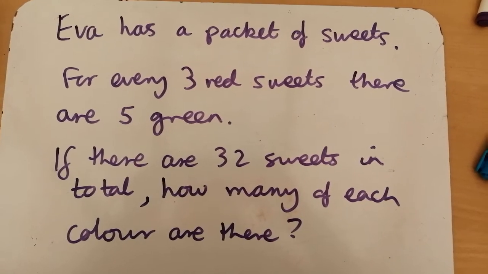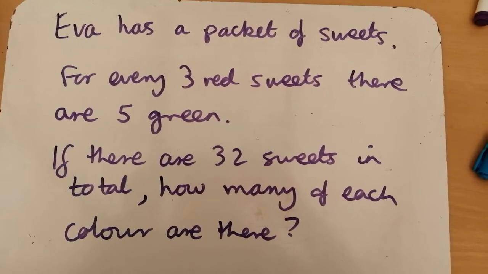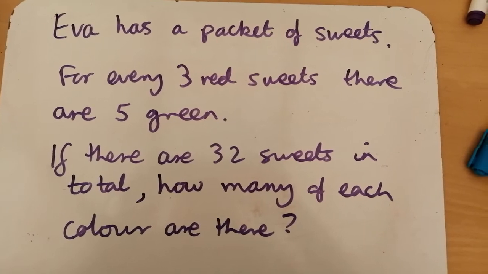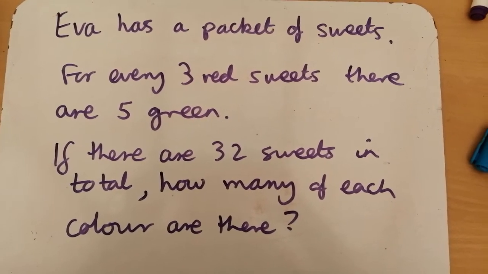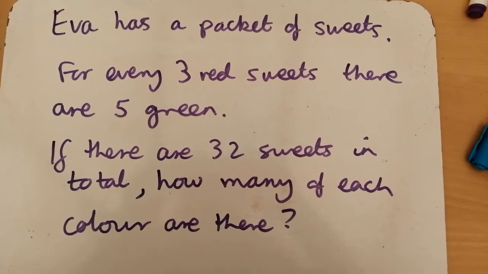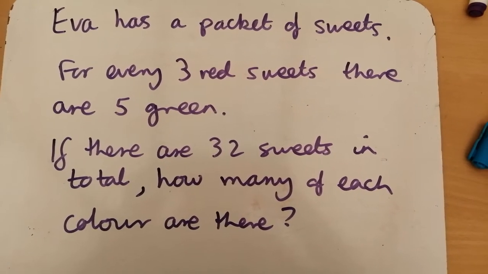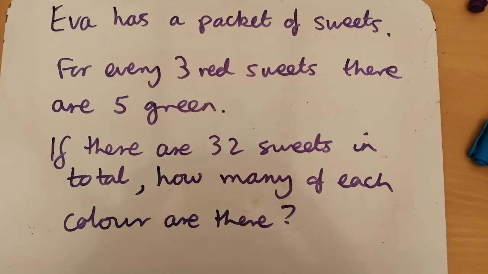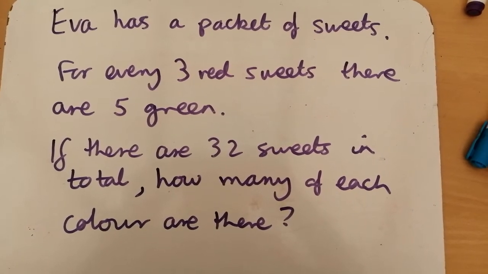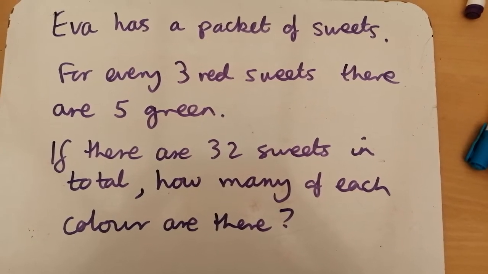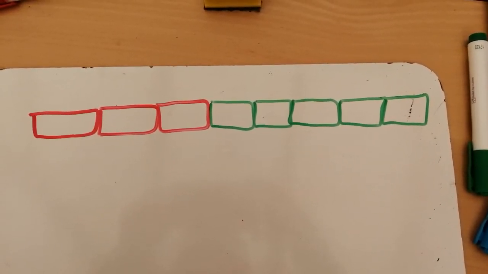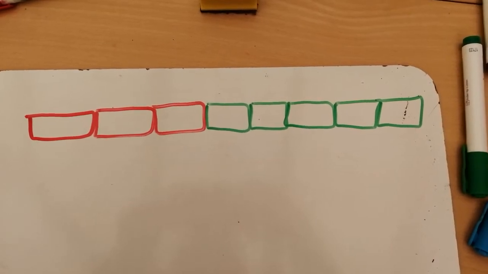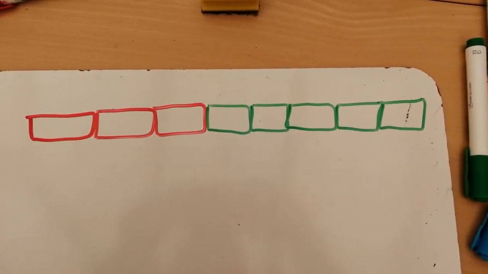Question 3 is about Eva, who has a packet of sweets. And for every 3 red sweets, there are 5 green sweets. If there are 32 sweets in total in the whole packet, how many of each colour are there? I'm going to show you how you can use a bar model to help you solve this one. Here's one way you could represent the sweets. 3 red to 5 green.